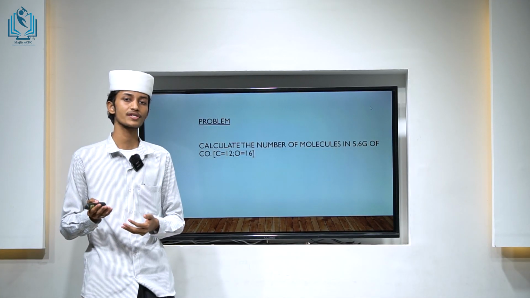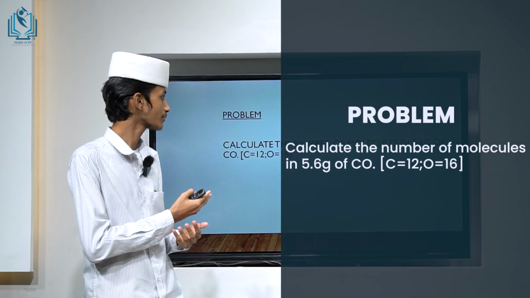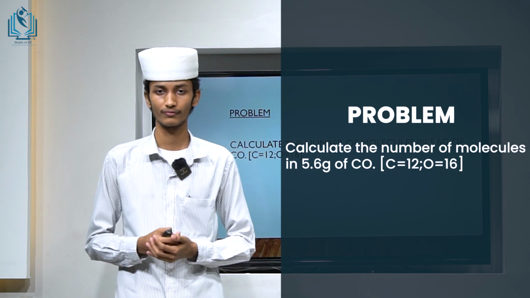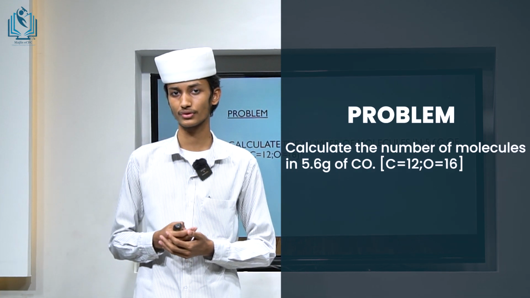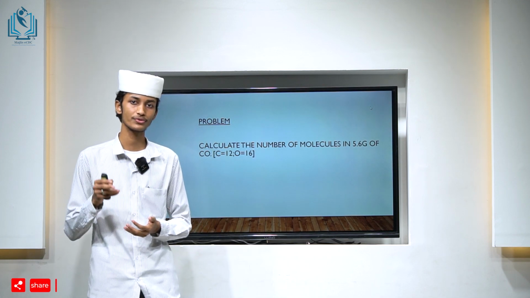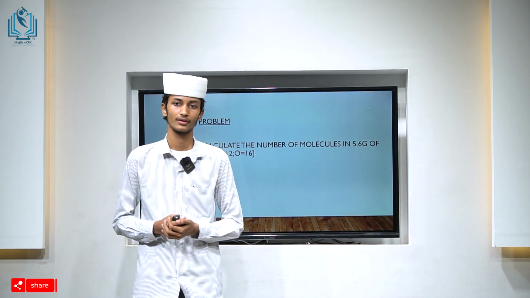At last, let me ask you a problem. Calculate the number of molecules in 5.6 gram of carbon monoxide. We know the atomic mass of carbon is 12 and the atomic mass of oxygen is 16. So you should try to solve this question.